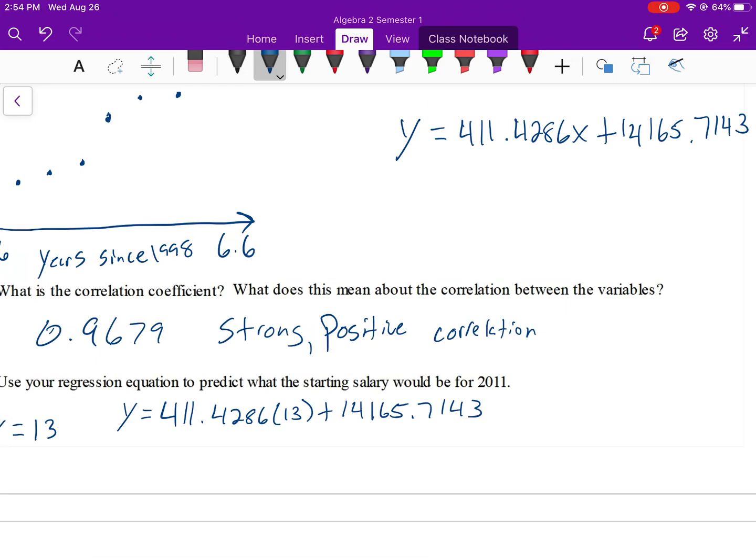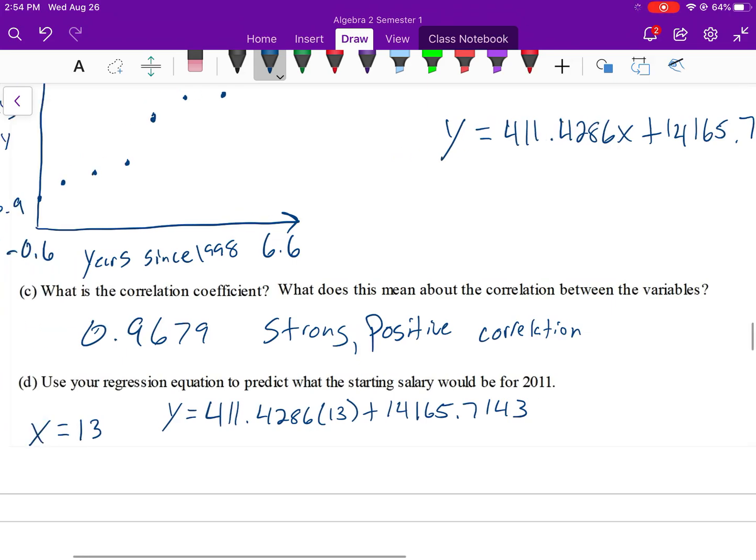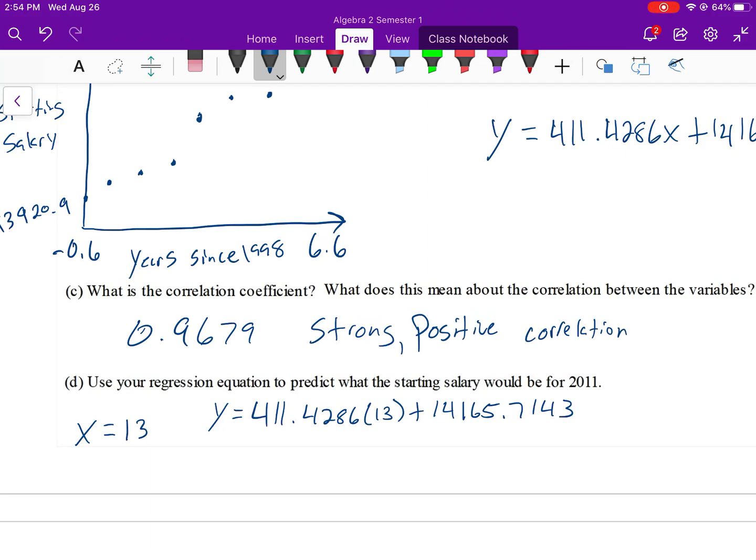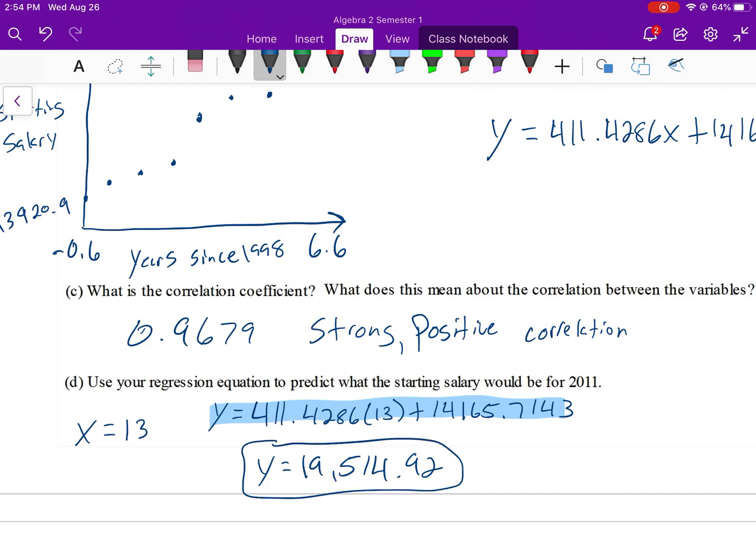Now, a lot of people make a mistake when they plug this into the calculator. In order to get at least half credit, I want to see that you knew that x was 13 and that you knew to plug it into that x value. If you write this step right here, you get half your points. Your other half point will come from when you plug it in, and you will end up getting 19,514.92. So that is the expected starting salary for a new teacher in 2011.